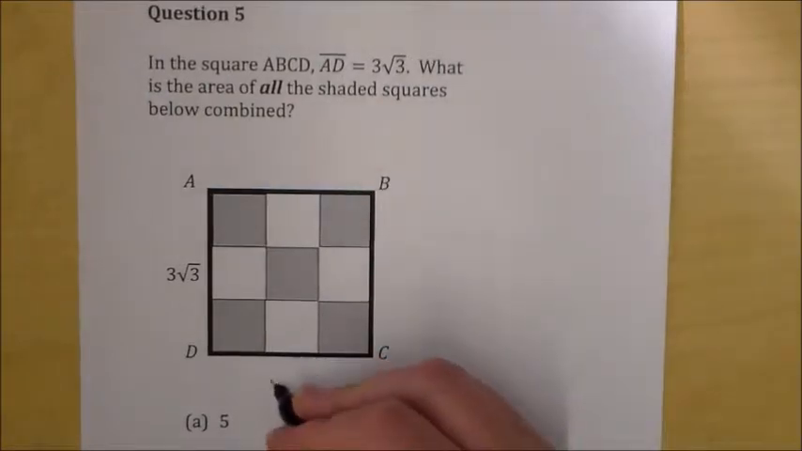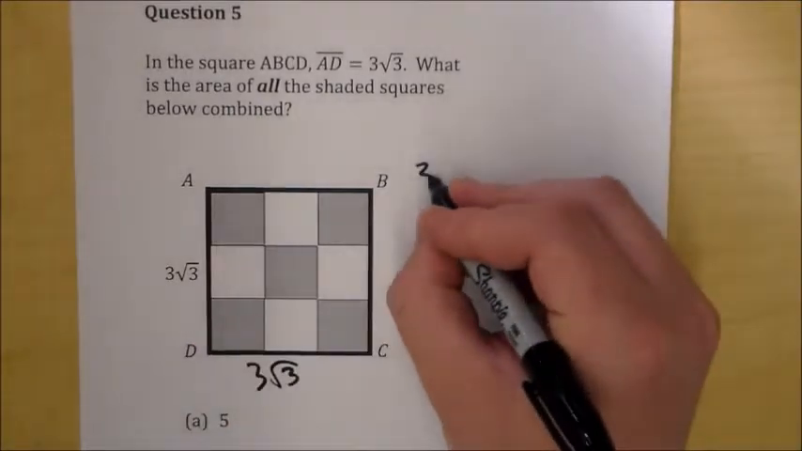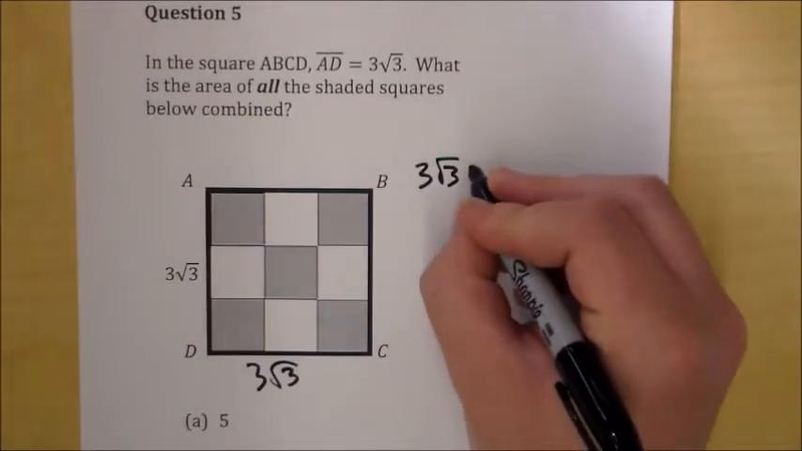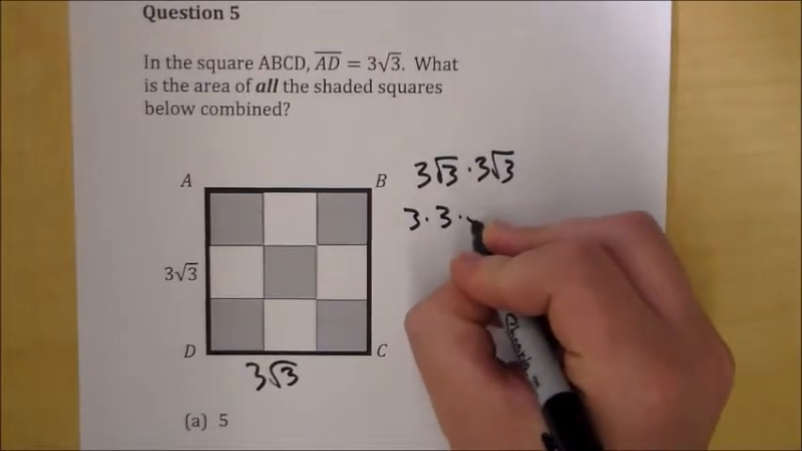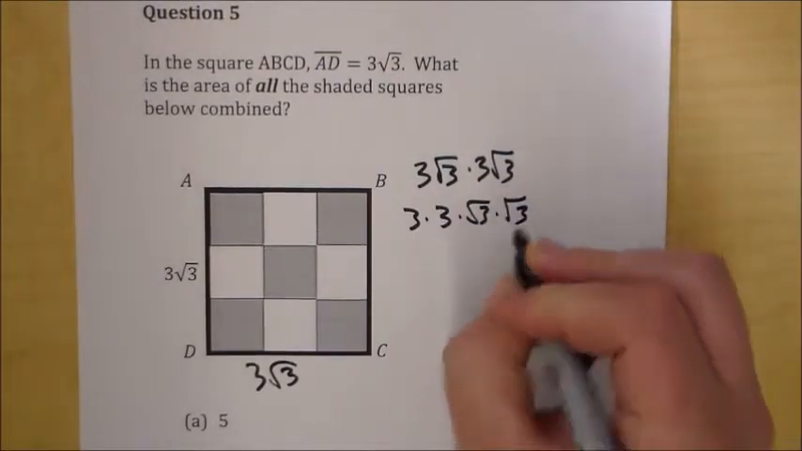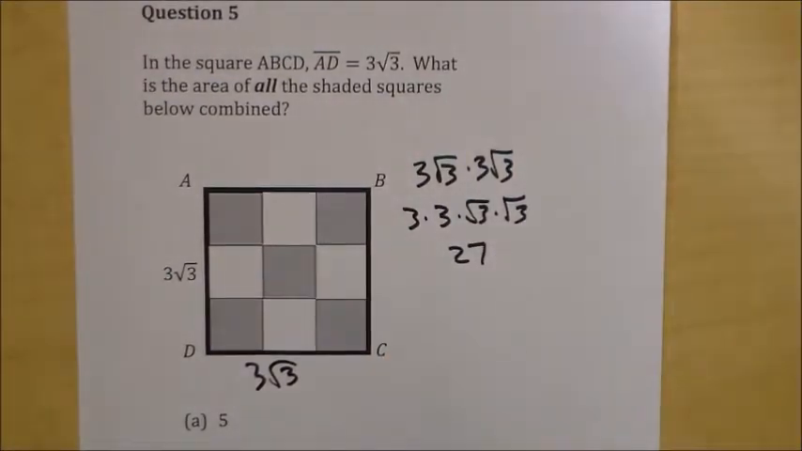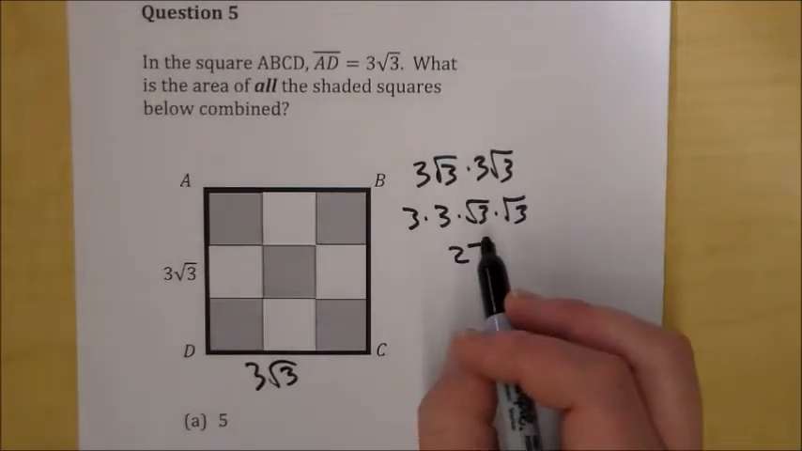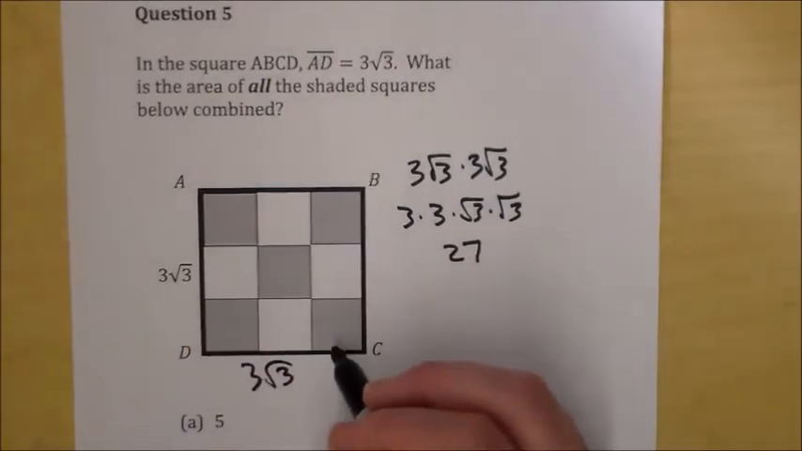Okay, so what is the area of a square? It is length times width, or this squared. So 3 times the square root of 3 times 3 times the square root of 3 is like 3 times 3 times the square root of 3 times the square root of 3, which is like 3 times 3 times 3, or 27. Don't fight it. 3 times 3 is 9. Square root of 3 times square root of 3 is 3. 3 times 3 times 3 is 27. Okay, so the big guy is 27.